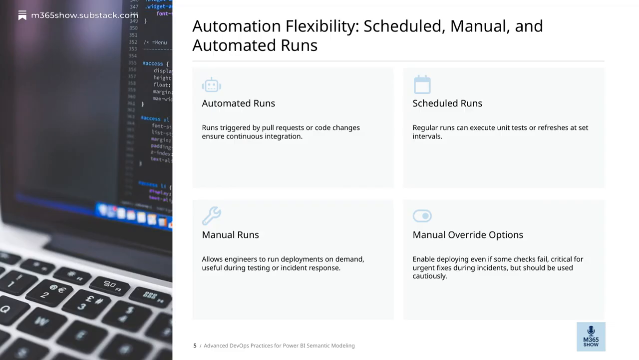Next, we have manual override options. This feature allows engineers like you and me to run deployments on demand. It's particularly useful during testing phases or when responding to incidents, giving us control over when and how deployments happen.